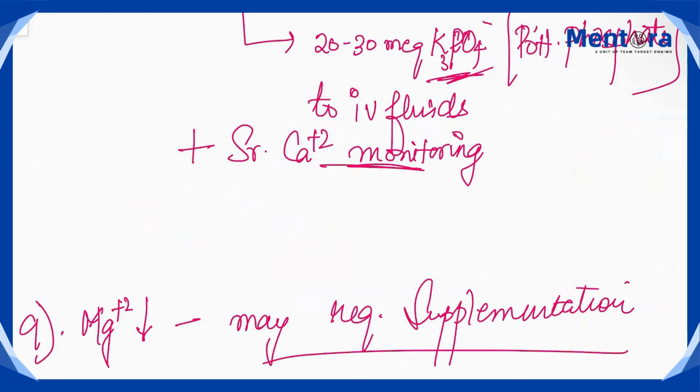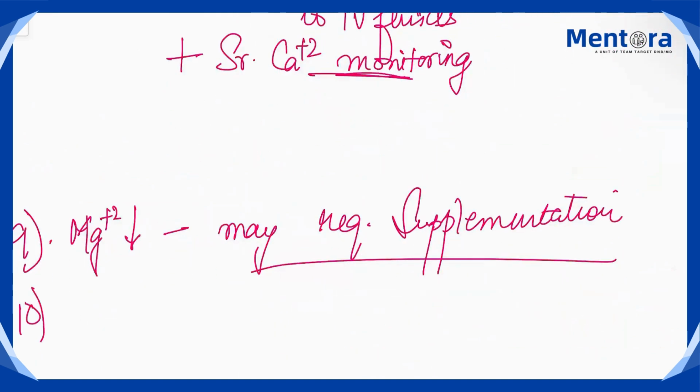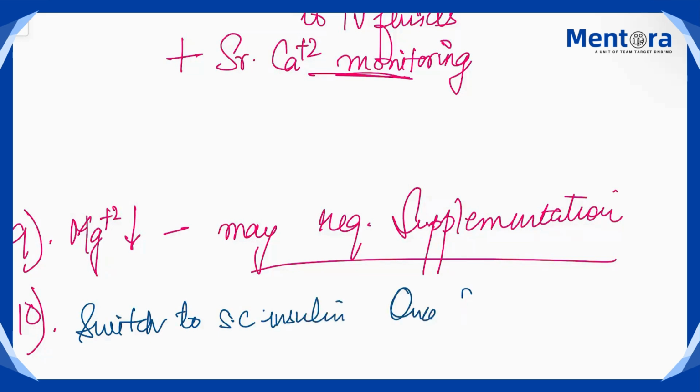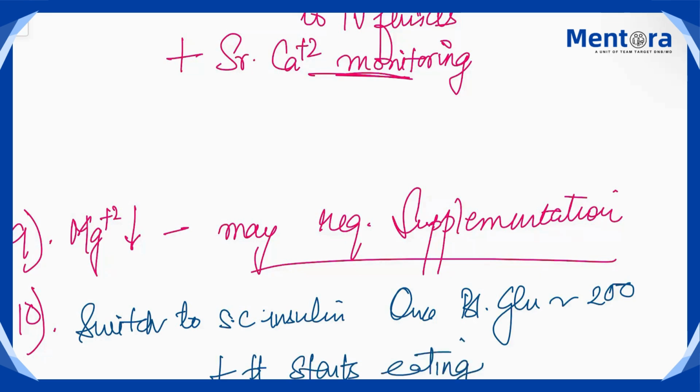Okay. So as soon as your glucose level reaches around 200 and your patient starts eating, you administer subcutaneous insulin. So switch to subcutaneous insulin once blood glucose level reaches around 200 and the patient starts eating. Okay, so this is the entire crux of diabetic ketoacidosis.